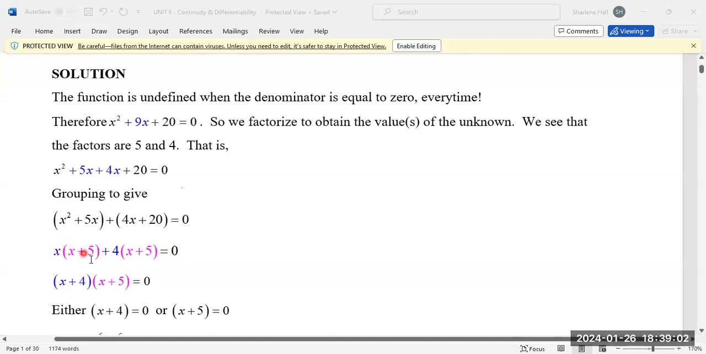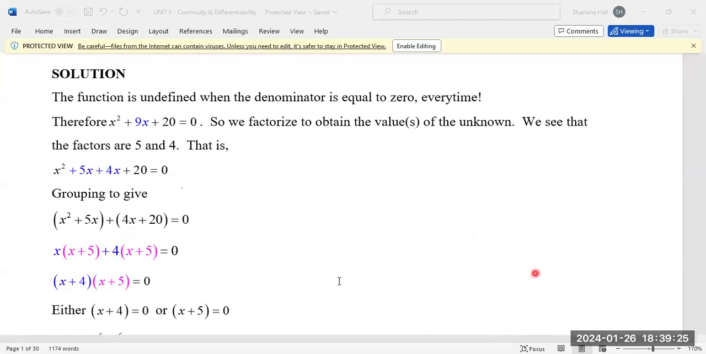When I remove the x plus 5 from here, I'm going to have this x in blue and I write it back. And when I remove the x plus 5 from this side, I'm going to have my positive 4 and I write it back. So whatsoever is in blue will come together in one parentheses, and the 2 things in here will also come together in one parentheses to give me my answer. All right, so that's how I end up getting my answer.